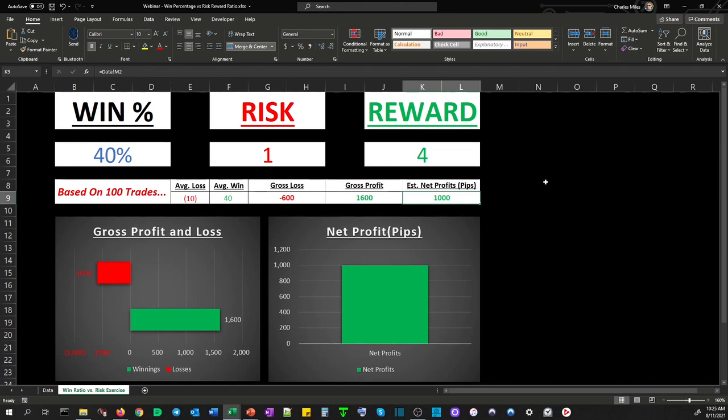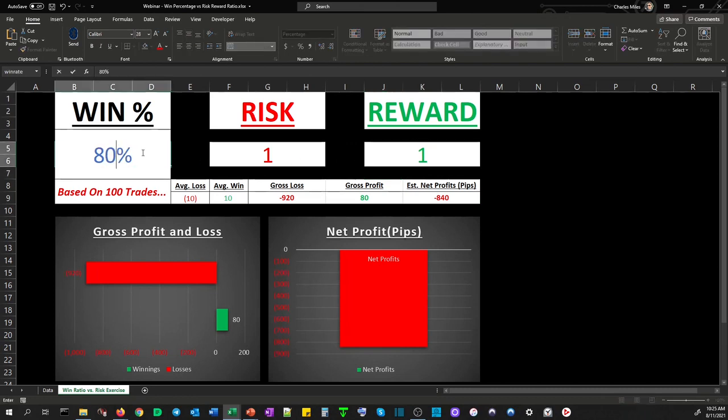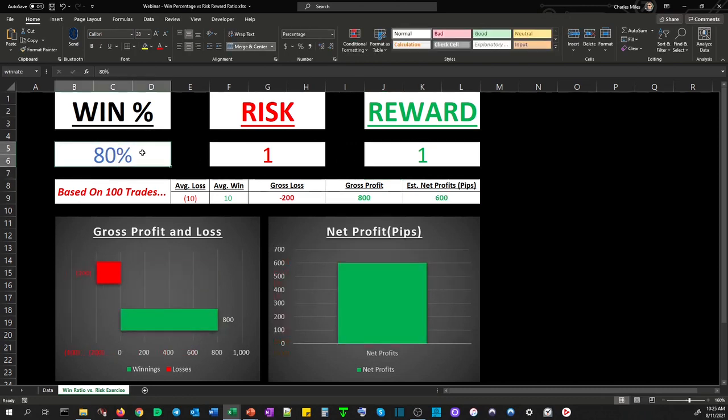You can be wrong more than you're right. You can not hit that first target that often, and have good risk reward profiles and actually make more than the 80% we started with at a 1-to-1. 80% was 600. So 1,000 versus 600, and I can actually be less right. In fact, 80% is kind of a unicorn.